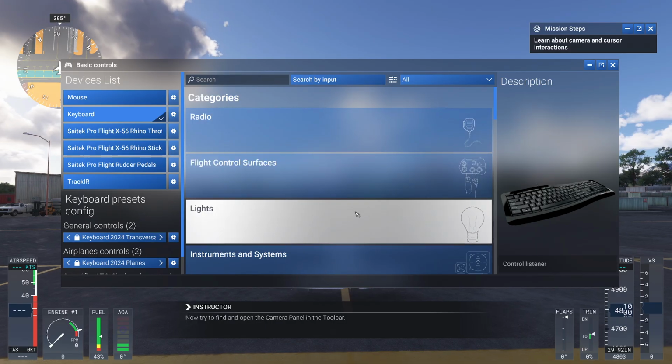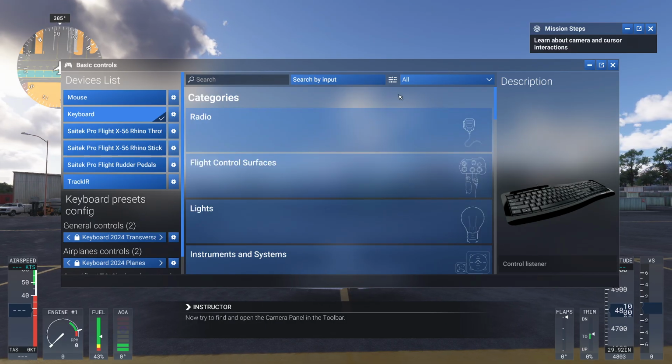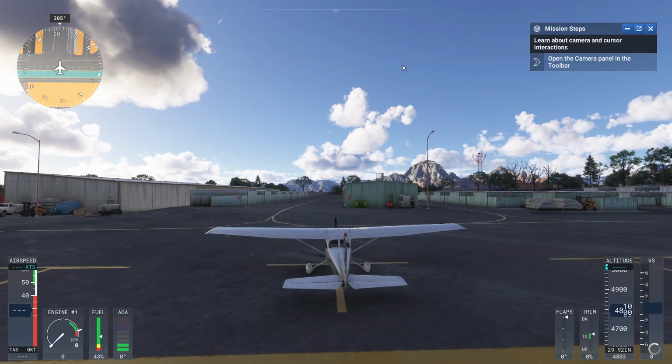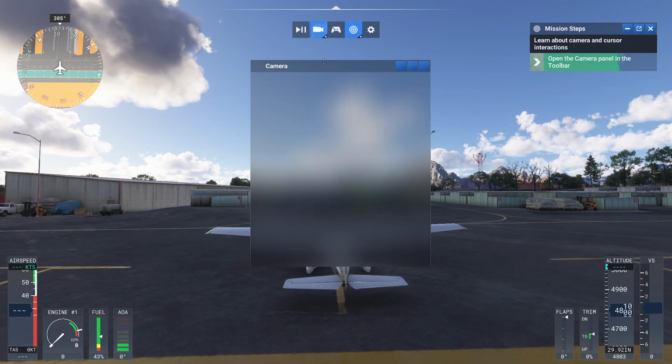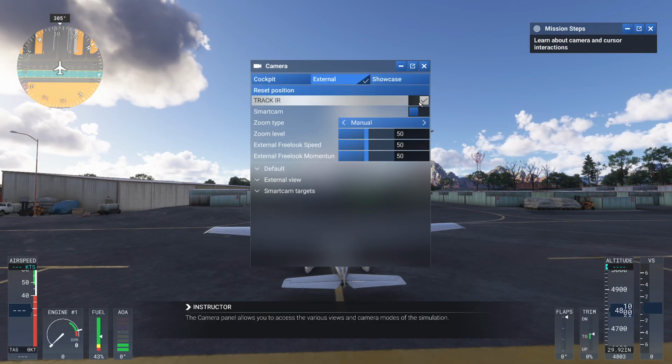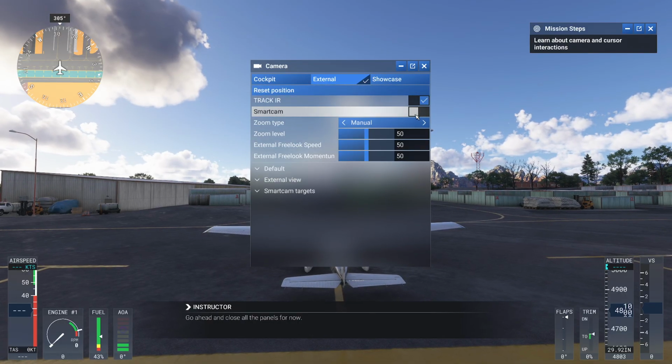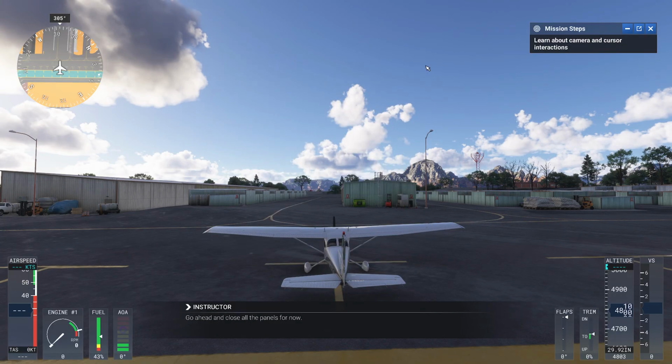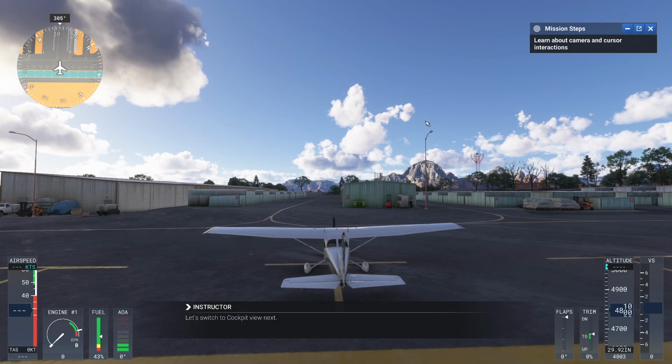Now try to find and open the camera panel in the toolbar. The camera panel allows you to access the various views and camera modes of the simulation. Go ahead and close all the panels for now. Right now, we are in the external view mode. Let's switch to cockpit view next.